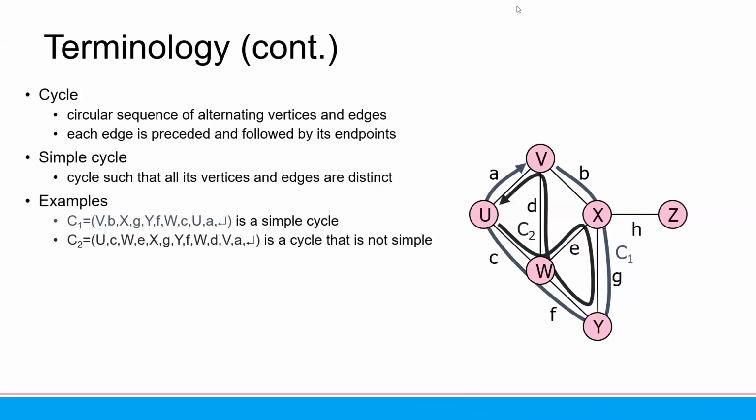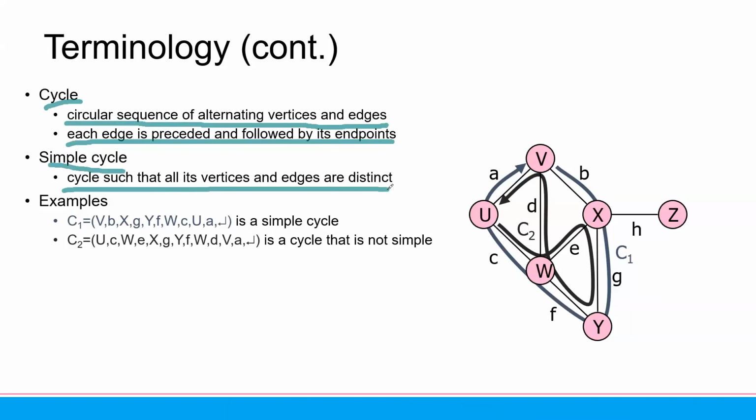We have cycle. Cycle means we have a circular sequence of alternating vertices and edges. Each edge is preceded and followed by its endpoints. So it's similar to a path, but there is a difference. Maybe I will first explain the simple cycle. The simple cycle is the same as the simple path. All vertices and edges are distinct. So it should be unique, no duplication.